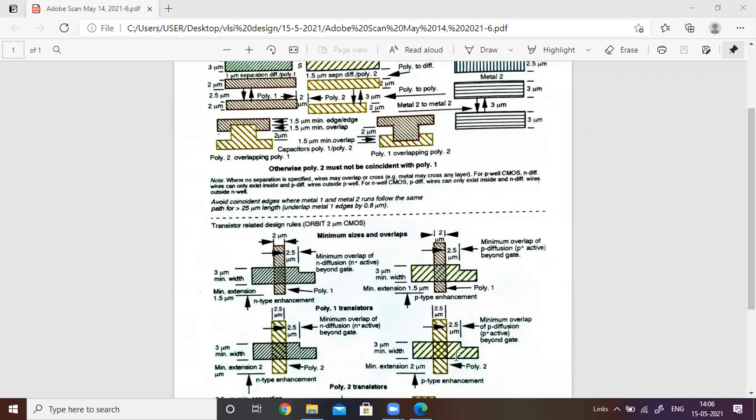Okay, we can construct the transistor by using poly 1 as well as poly 2. Polysilicon 2: in this case, the extension is 1.5 micrometer. In this case, the extension must be 2 micrometer. See, if you use poly 2, that is the orange color, the extension of the polysilicon is 2 micrometer.